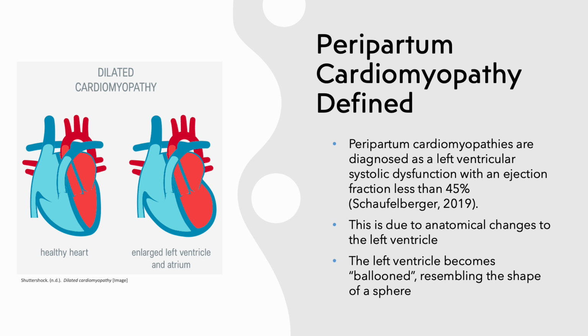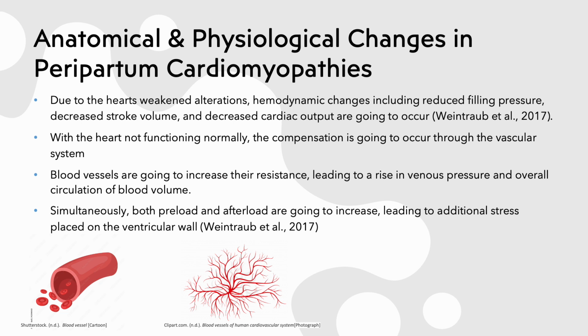So if we're relating it to another cardiomyopathy that we're more familiar with, we can see it taking the shape of a more dilated cardiomyopathy. So when speaking to the anatomical and physiological changes that occur in peripartum cardiomyopathies, we're going to see that due to the heart's weakened alterations, we're going to notice some hemodynamic changes, such as a reduced filling pressure, a decreased stroke volume, and overall a decreased cardiac output.